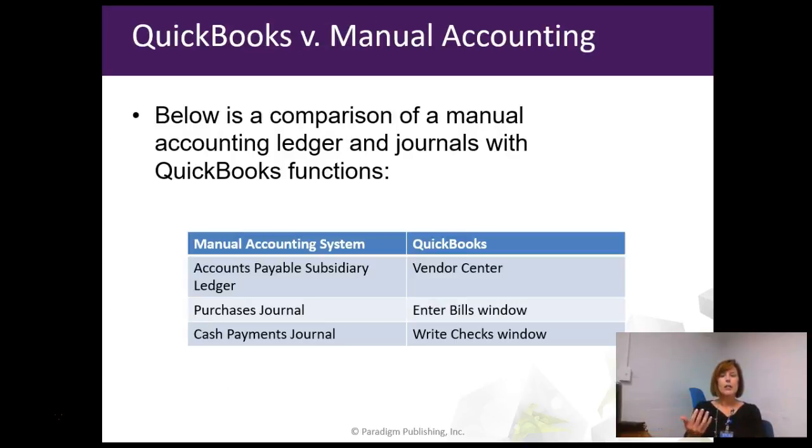And so if we make this comparison to a manual system, behind the scenes, QuickBooks does all of the things that we would be doing if this were a manual system. It's kind of like the Wizard of Oz, and it's sort of behind the curtain, and all you see is the wizard on the front. So our vendor center is the equivalent to an accounts payable subsidiary ledger. So we would have all of our vendors listed if it was a subsidiary ledger. Our purchases journal is our enter bills window, and our cash payments journal is the write checks window.